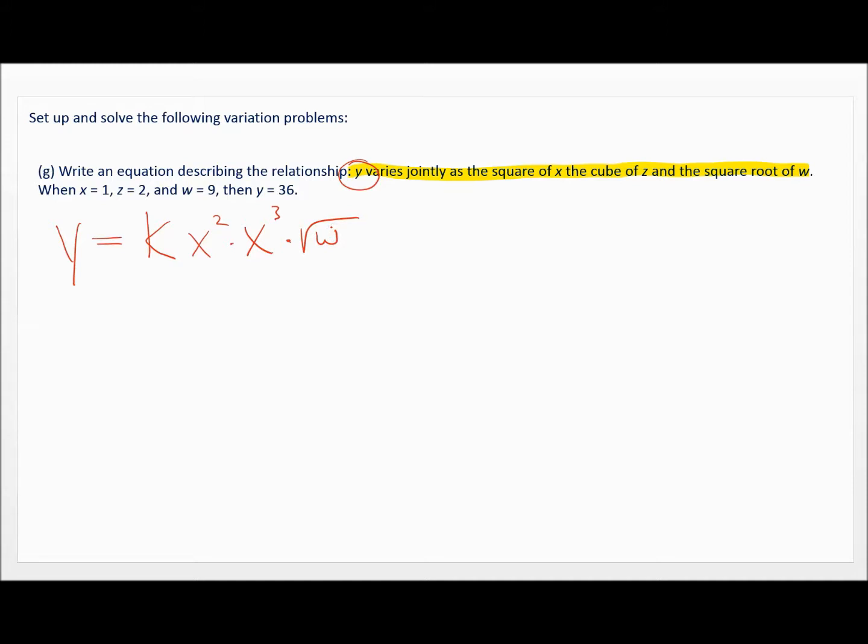Now, they give us a bunch of stuff to plug in. When x is 1, z is 2, w is 9, and y is 36. So I have 36. k is the goal. We want to solve for k. x squared, so 1 squared.